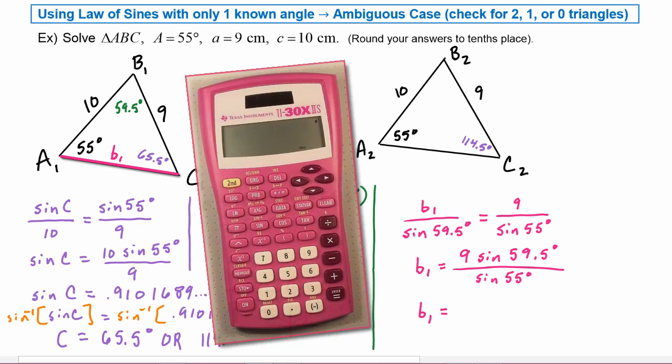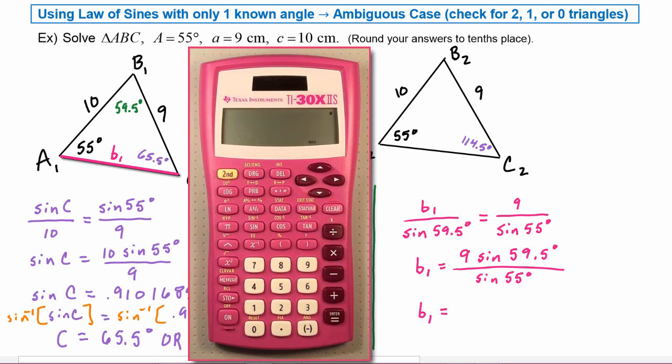So let's enter that in our calculators. We've got 9 times the sine of 59.5, close your parenthesis, divided by the sine of 55, close your parenthesis, hit enter. And rounding to the tenths place, we find out that B1 is 9.5. And the units of B1 are going to be the same as the units of the other sides, centimeters.